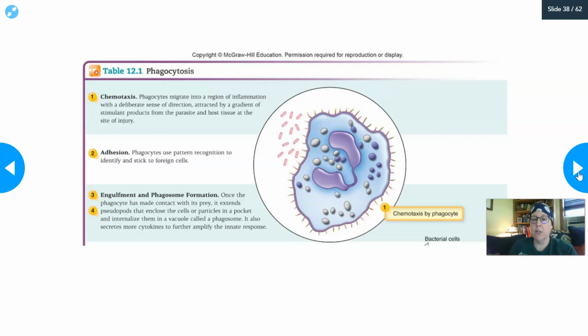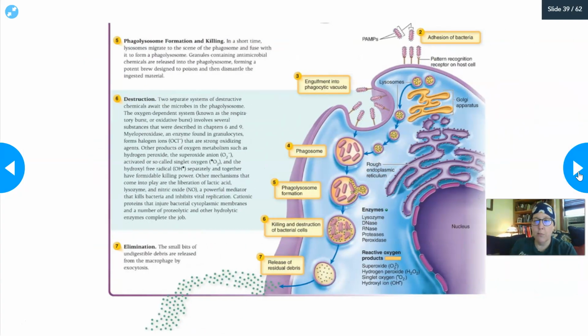So the bacteria sticks to the surface of the phagocyte, and then the phagocyte is going to engulf it and form a phagosome. So this is going to be in the other picture. So we have adhesion here of the bacteria, and then we have engulfment. It just pulls it into a vacuole, right? Makes a vacuole with all the bacteria that's stuck to the cell membrane here. And so now it has a phagosome here.